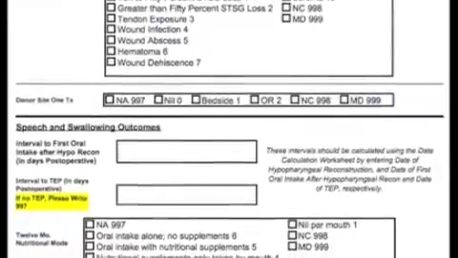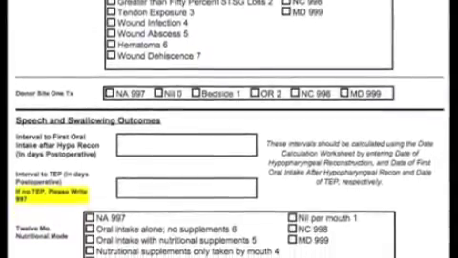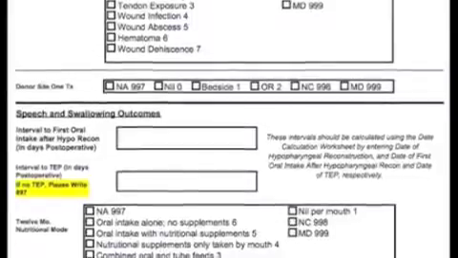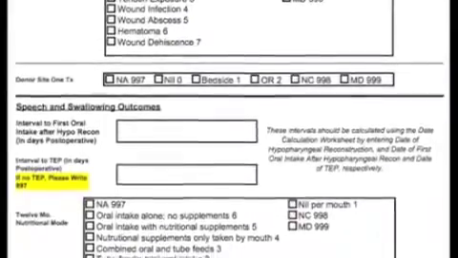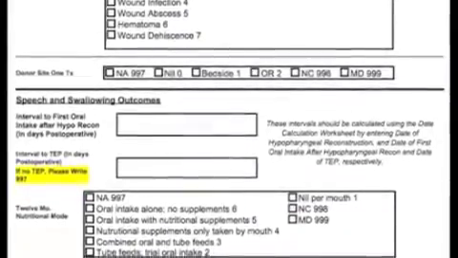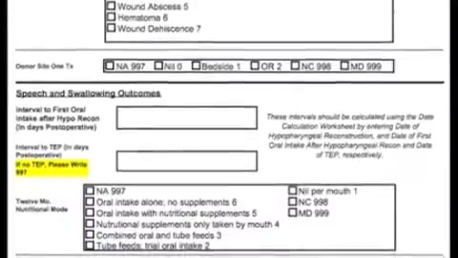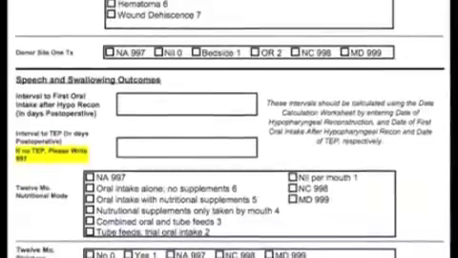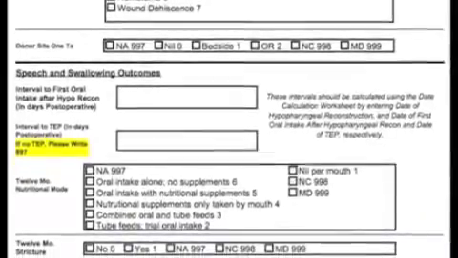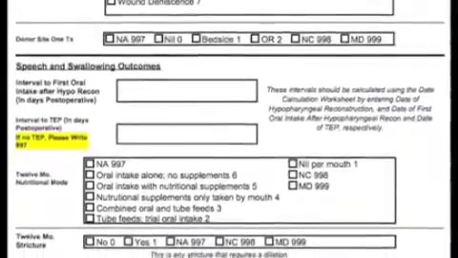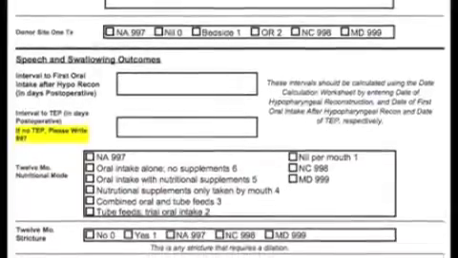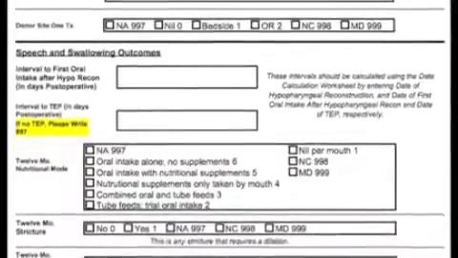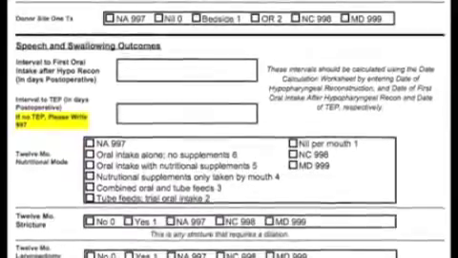Please use the date calculation worksheet to record the interval to first oral intake after hypopharyngeal reconstruction in days postoperative and interval to TEP in days postoperative. If no TEP was used, please write 997. For the 12-month nutritional mode question, please use all available information in the medical record to make your best assessment of the manner in which each patient maintained their nutritional status.